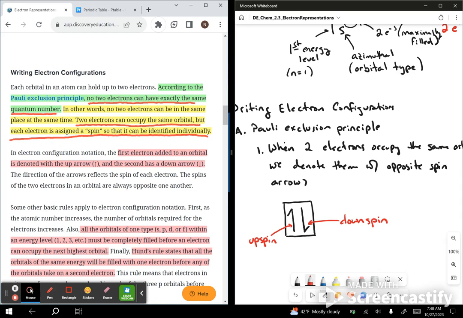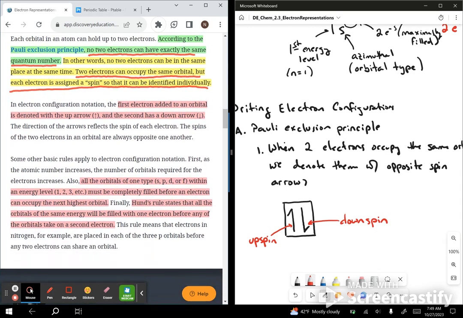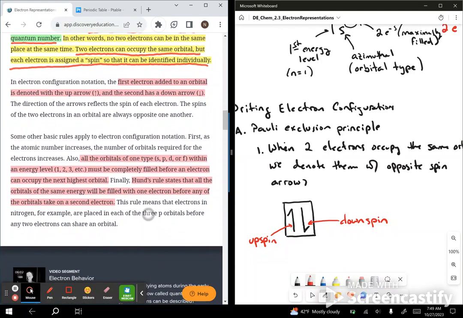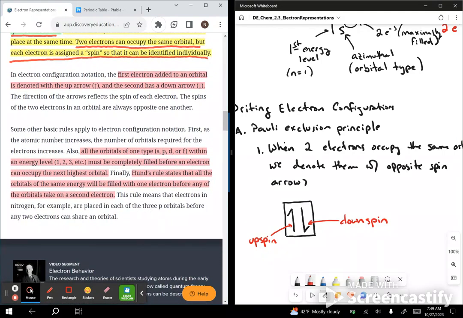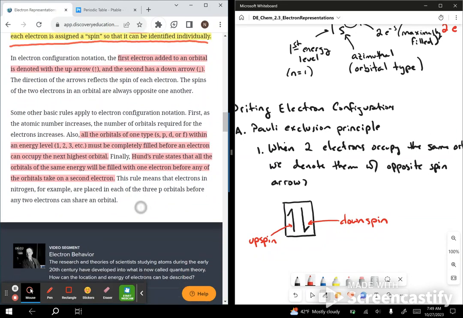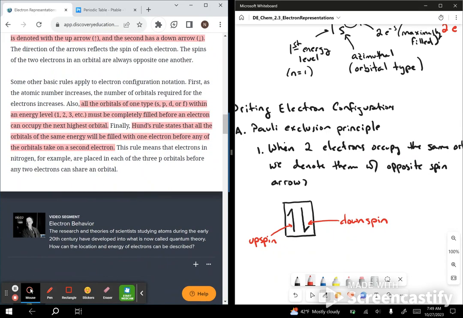Okay, so let's see here. All the orbitals of one type within an energy level must be completely filled before an electron can occupy the highest orbital. That was Aufbau's principle. And finally, Hund's rule states that all of the orbitals of the same energy will be filled with one electron before any of the orbitals take on a second electron. Okay, so this, you need to write these down. Hund's rule. And this one over here, they don't mention it, but it was Aufbau's principle.